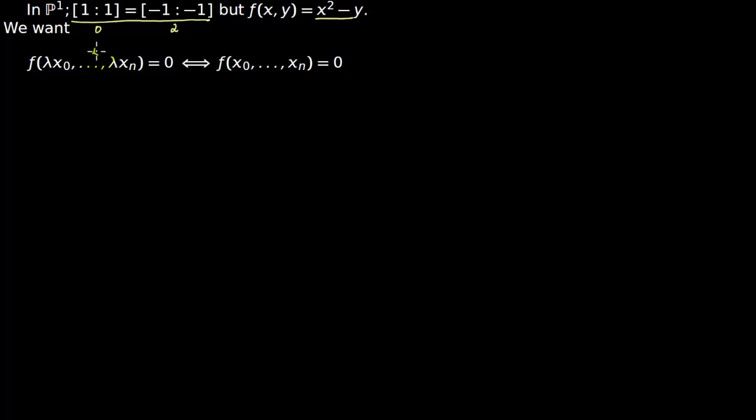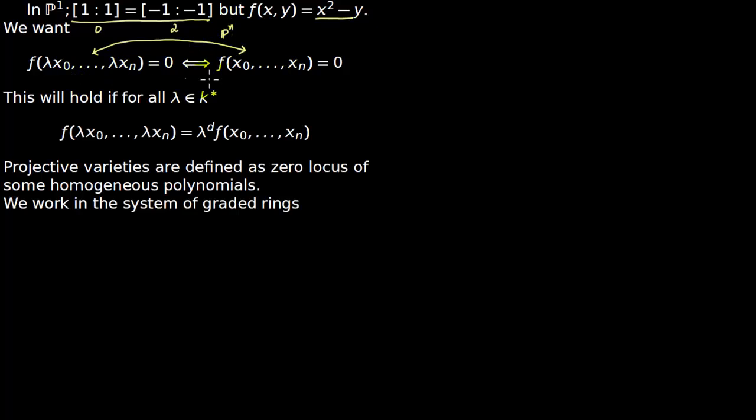Because in projective space Pn both these points are the same, and obviously the lambda is not 0, so lambda is in k star. So this will hold. This equation will hold if for all lambda in k star you have f of lambda x0 all the way to lambda xn is equal to lambda to the d times f of x0 to xn.